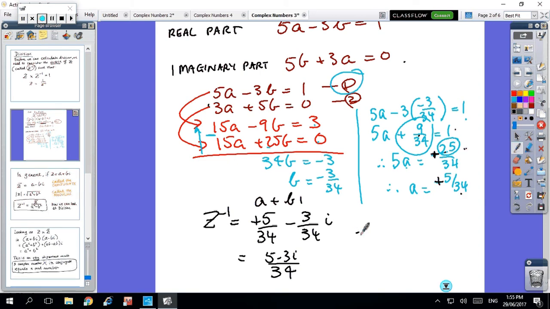And so we started with 5 plus 3i for z, and then its inverse became 5 minus 3i over 34. Okay, so what we're going to do is look for a pattern between those, and that's what's going to happen on the next slide. So let's have a look. Come across when you're ready.